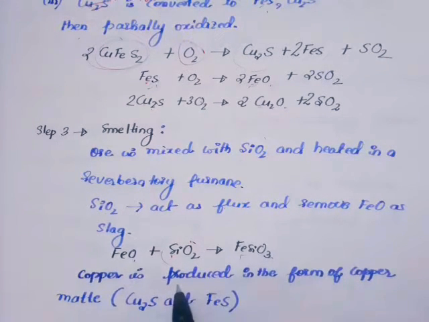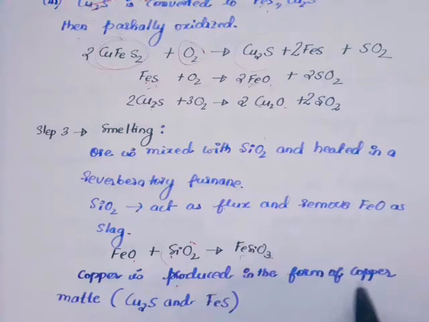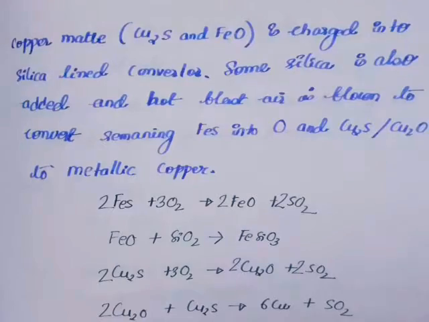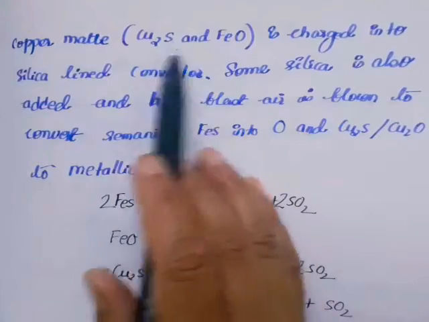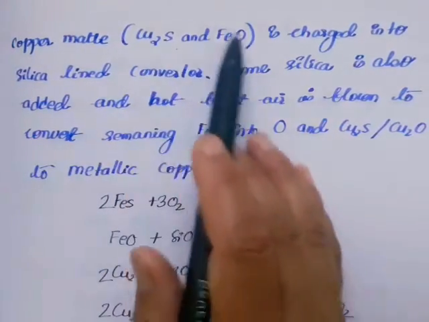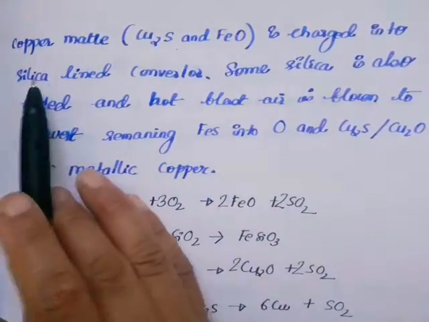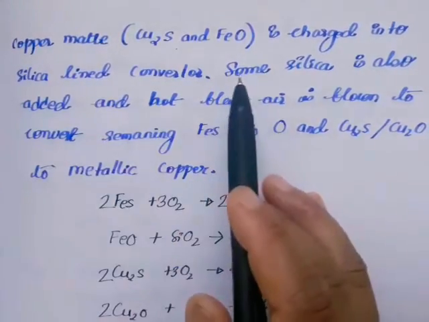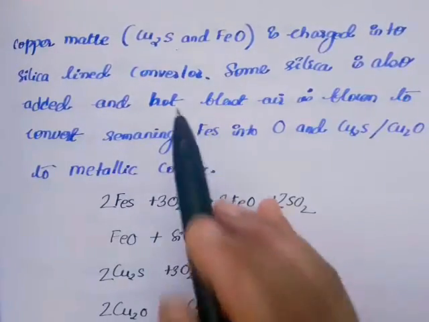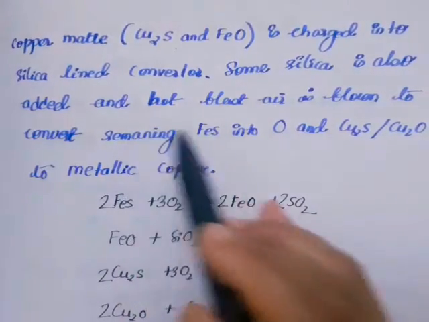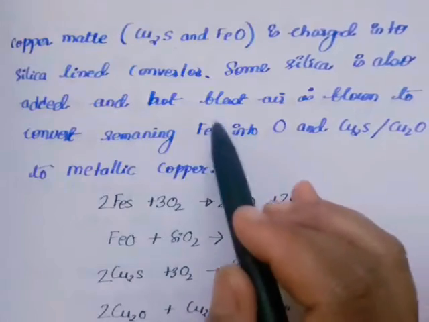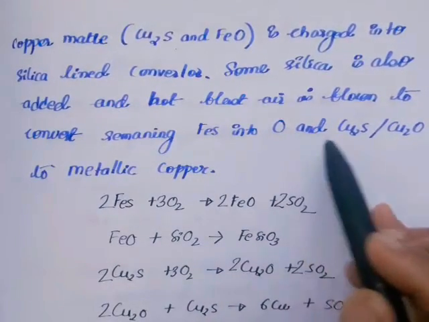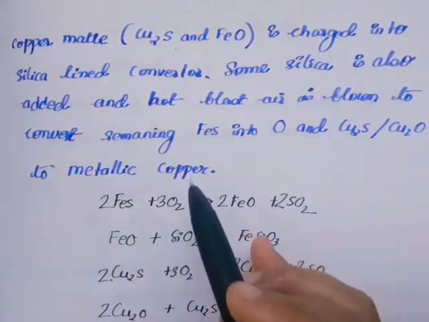Now the copper which is produced here will be in the form of copper matte, a mixture of your cuprous sulfide and ferrous sulfide. Now again this copper matte is charged into a silica-lined converter. Some silica is also added and hot blast air is blown to convert the remaining ferrous sulfide to oxide and cuprous sulfide to metallic copper.